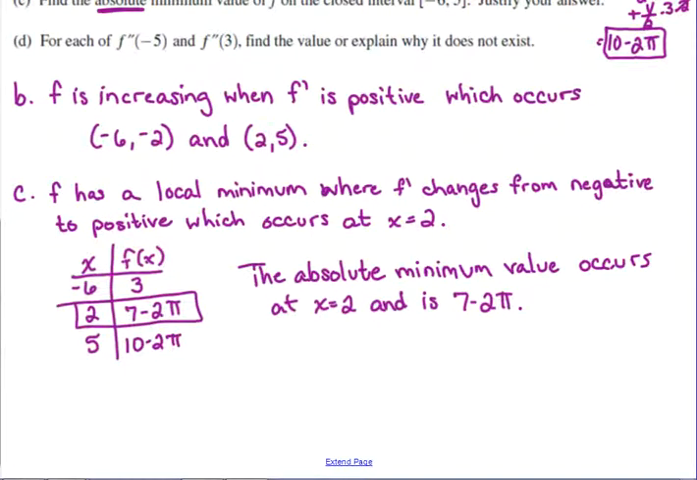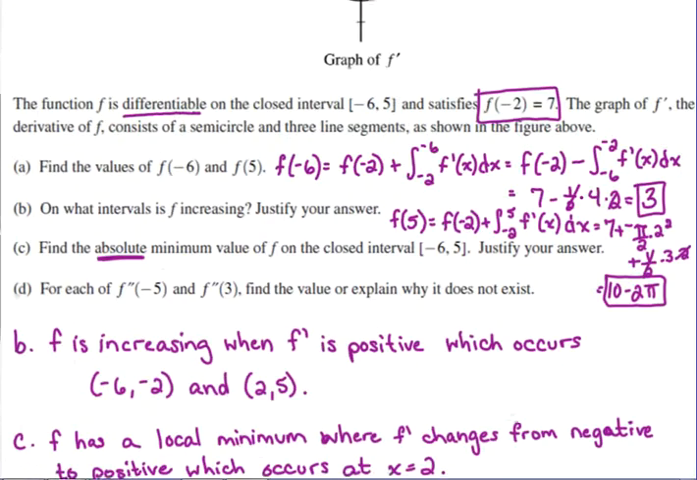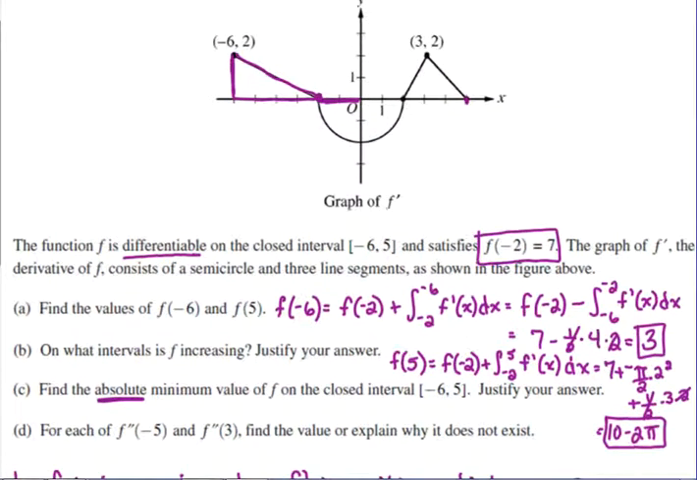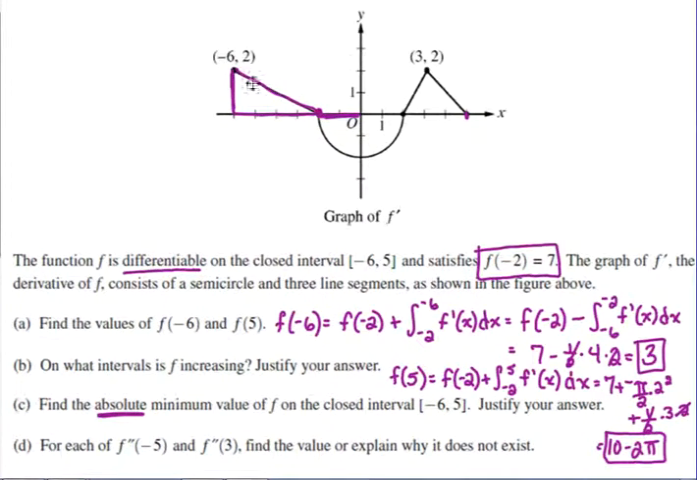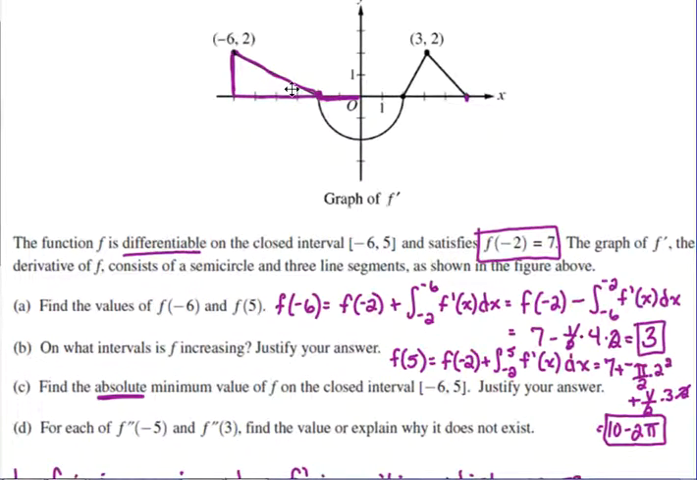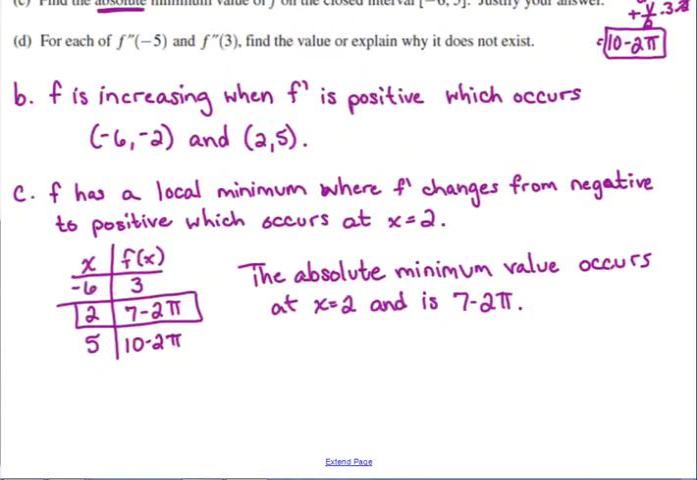All right, part D, for each of f double prime of -5 and f double prime of 3, find the value or explain why it does not exist. So we're taking the derivative of what we're looking at. So that would be the slope. So what's the slope of our function at -5? Well, it's easiest to look at the endpoints here. So rise over run. So 2 units and over 4 units. So that has a slope of -1/2. So f double prime of -5 is -1/2.